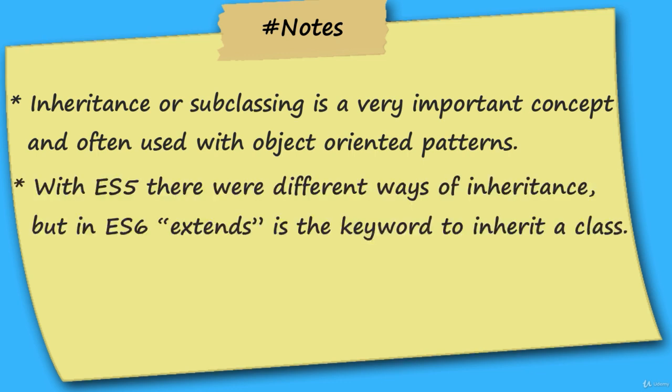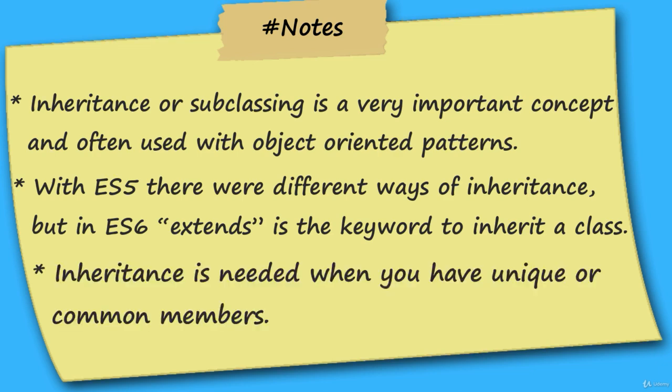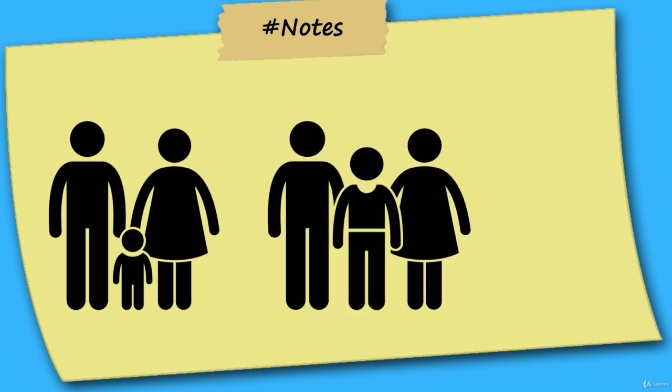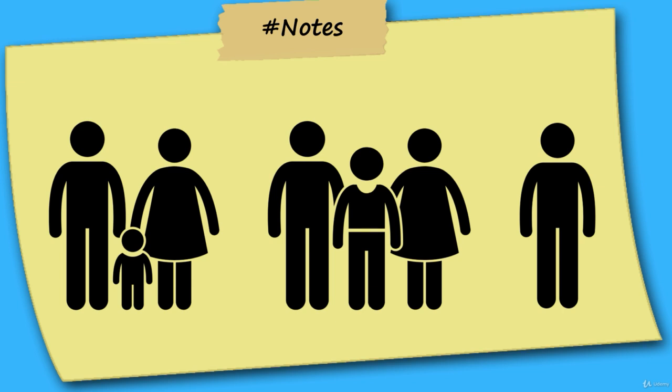With ES5, there were different ways of inheritance, but in ES6, extends is the keyword to inherit a class. Inheritance is needed when you have unique or common members. For example, you as a child have inherited properties from parent, and also you have your own unique properties. Like you have your own height, you have your own color, you have different properties on your own as well. Let me quickly show you a practical example.